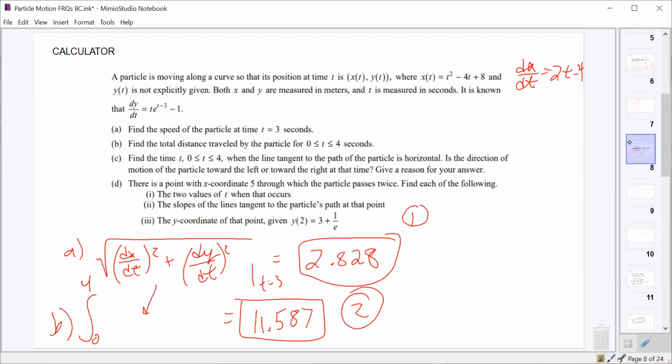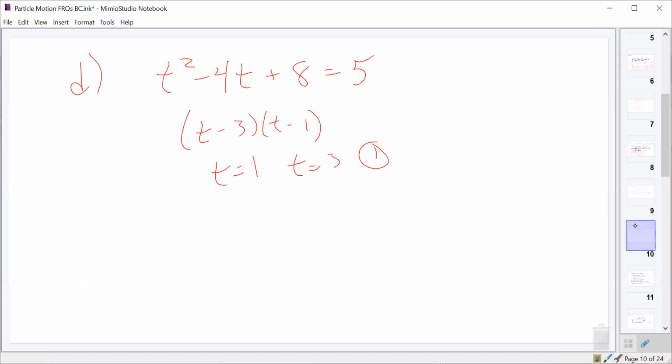The second part of part D says the slope of the line tangent to the particle's path at that point. We want to find dy/dx at those t values. So dy/dx at t equals 1 should have come out to be 0.432. Remember, it's just dy/dt over dx/dt. And then dy/dx at t equals 3 came out to be 1. Everybody good with that? That was worth 1 point.